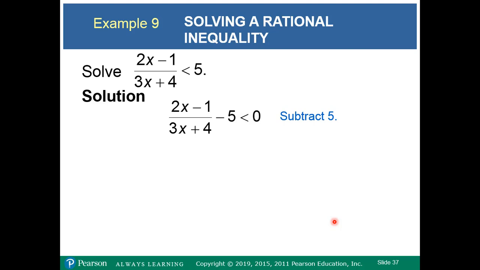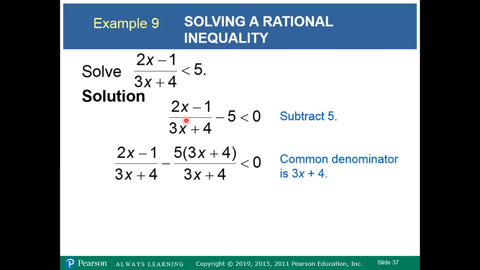Right, so we're going to subtract 5 from both sides. And then we're going to what? Here, we want a common denominator, so we're going to multiply the top and the bottom of the 5 by this denominator. And that's what we get. Now we're going to simplify the numerator. And now that we have a common denominator, we're going to subtract across the top and keep the bottom.